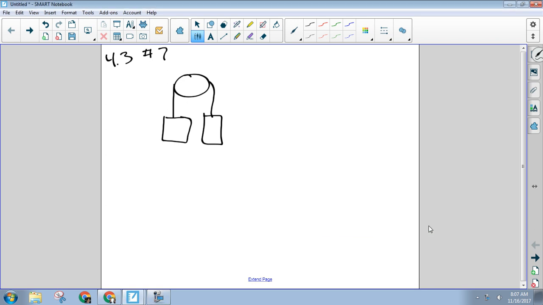Okay, so here we go. 4.3, number 7. I don't have a copy of the sheet in front of me, so you guys help me out. What were the two masses? 2.5 and 3.5. Were the masses or the weights? The masses. Which one's the 2.5? The left. Okay, thank you. Sorry, I'm apparently terribly underprepared this morning.